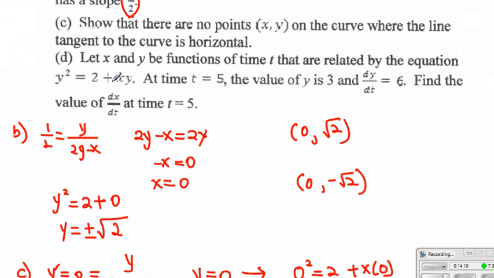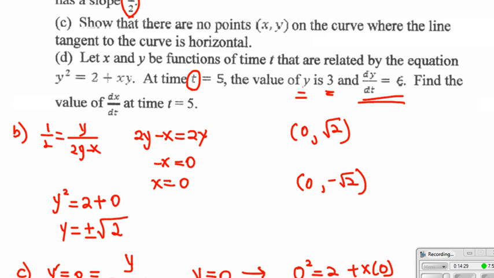Now, part D. Let x and y be functions of time t that are related by the equation in this way, so that at time t equals 5, the value of y is equal to 3. All right. And dy over dt is equal to 6. Find dx dt. So what we have to do is this.